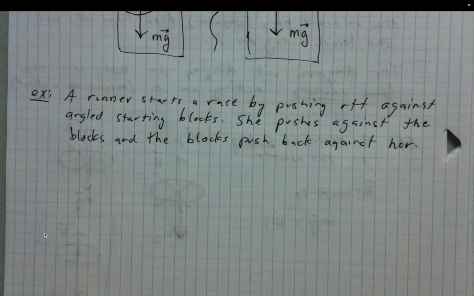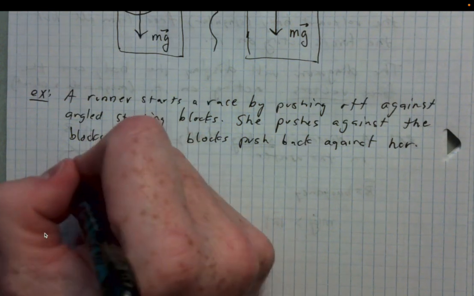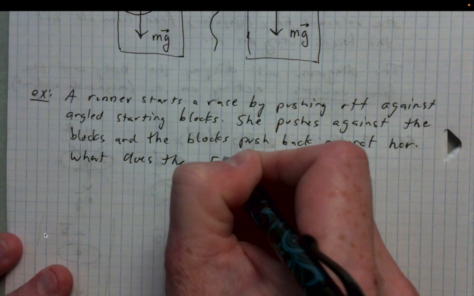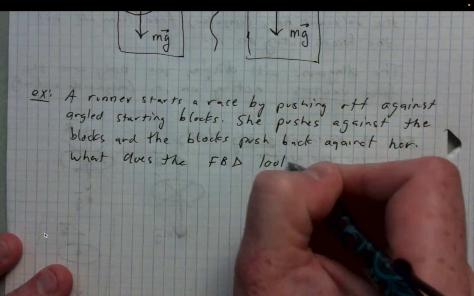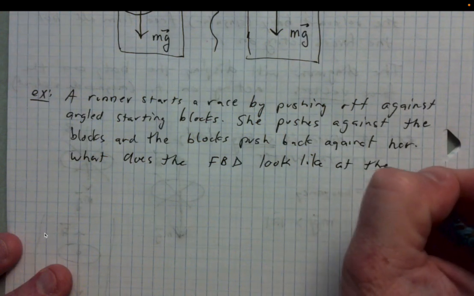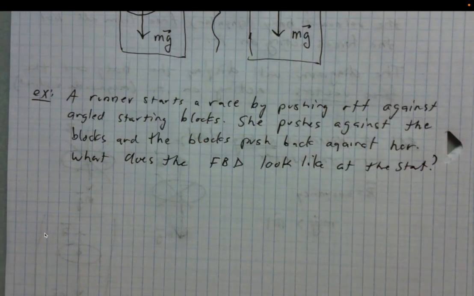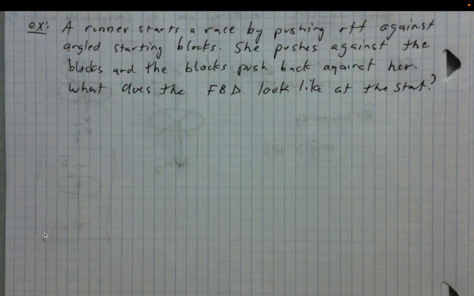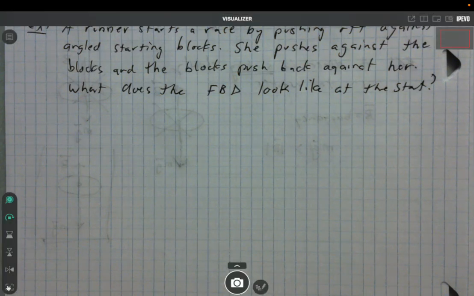So the runner starts a race by pushing off against angled starting blocks. She pushes against the blocks, the blocks push back against her. What does the free body diagram look like at the start of the race? Right, so at the instant the runner is kicking off, basically pushing off, and therefore the block's pushing off against her. So what does the free body diagram look like?